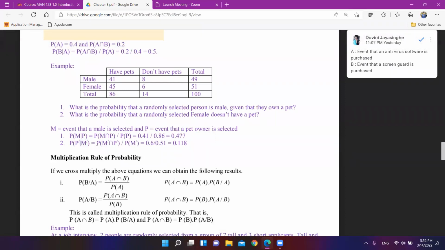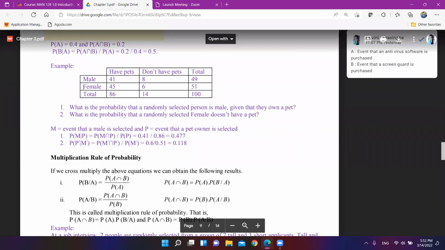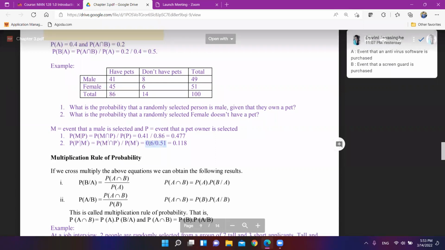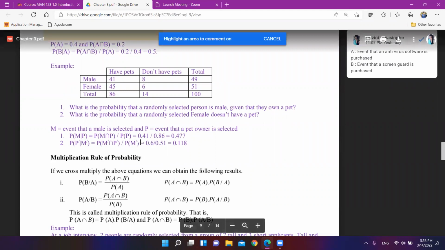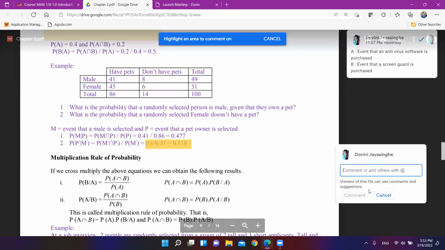Okay. So what is the probability being a female and not having a pet? Being a female, you go along this row and not having a pet is this column. So the intersection is what? 6 over 100. That is how you got this should be 0.06 actually. That is a typo. Six over 100.